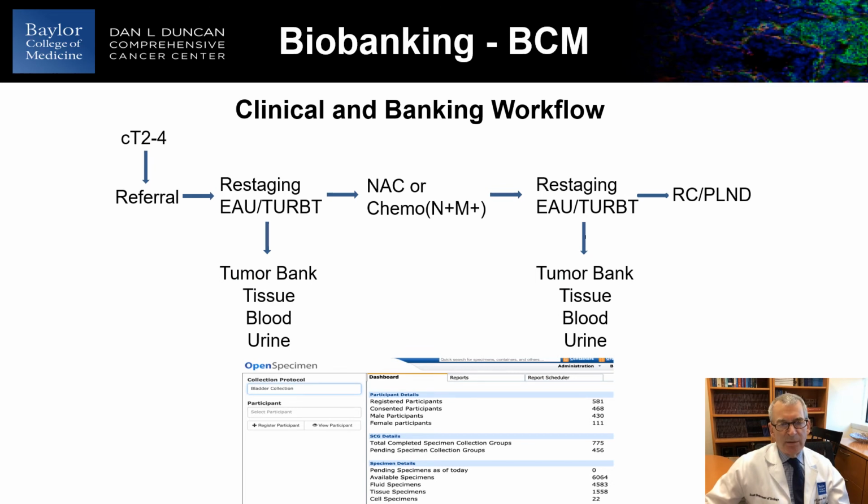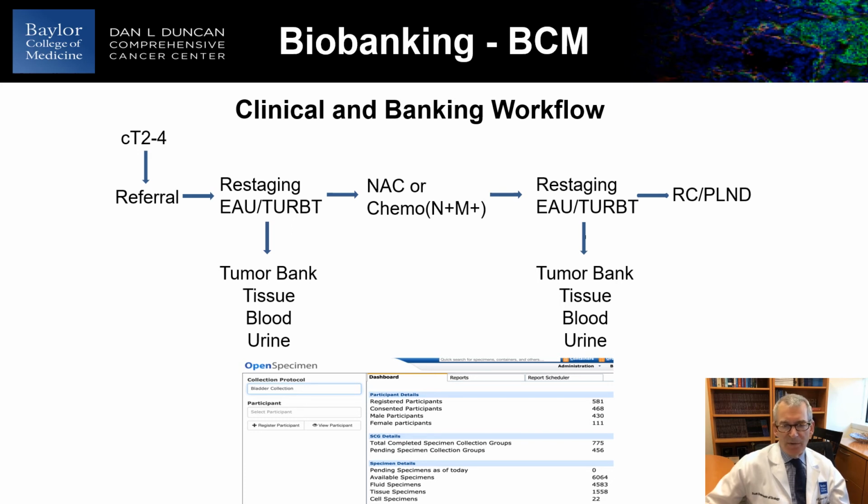So we established quite a long time ago, for a major research project that we have for proteogenomics, this clinical and banking workflow. And this is essentially what we've been doing for quite a long time. So we take patients who are candidates for neoadjuvant chemotherapy, and most of these patients are referred in from the outside, so they've already had a TURBT. We take them to the operating room and do this restaging evaluation.